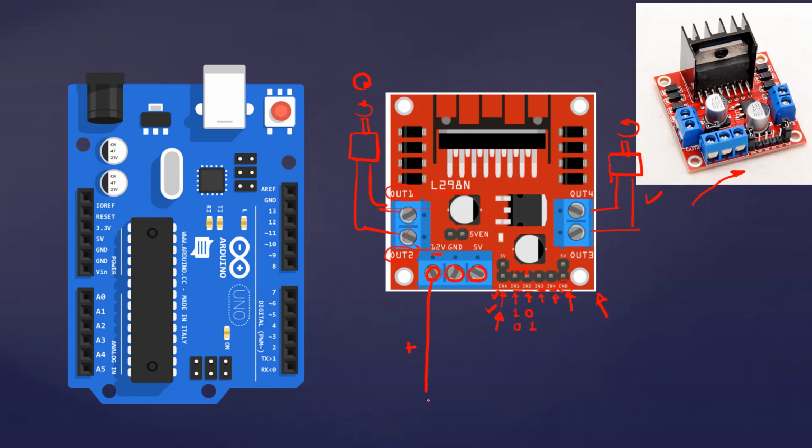So you will need one power source. You can use a variable power source that we use in the electronics laboratory. These are the positive and ground terminals. You will connect the positive to the 12 volt and connect the ground here. So this is your external power supply.